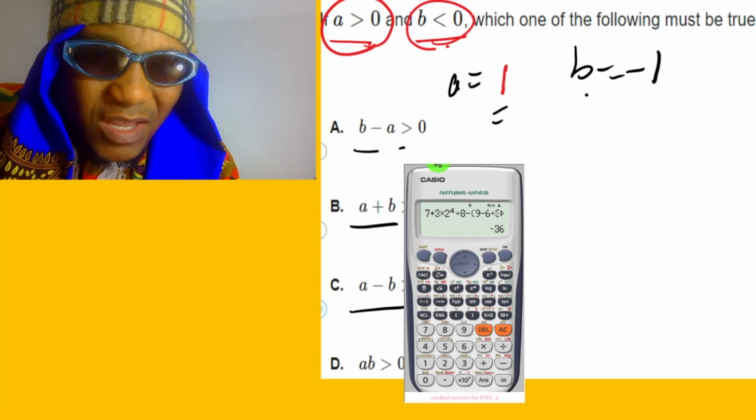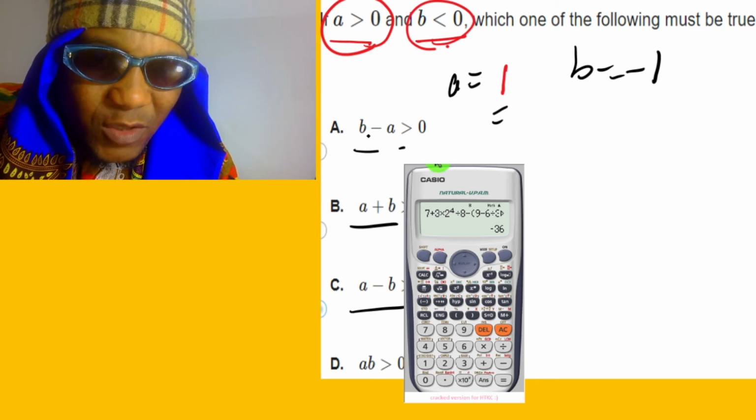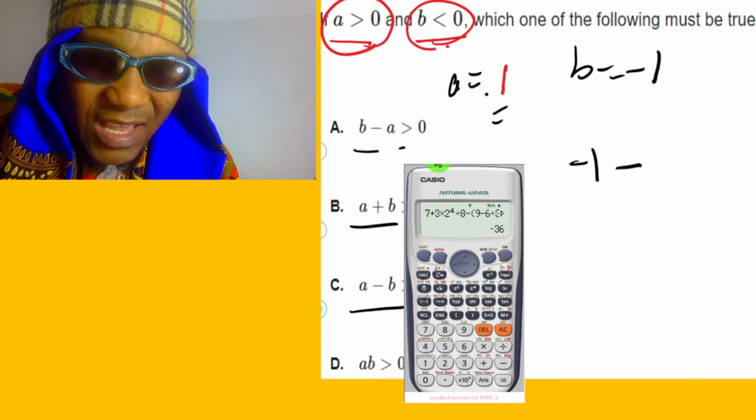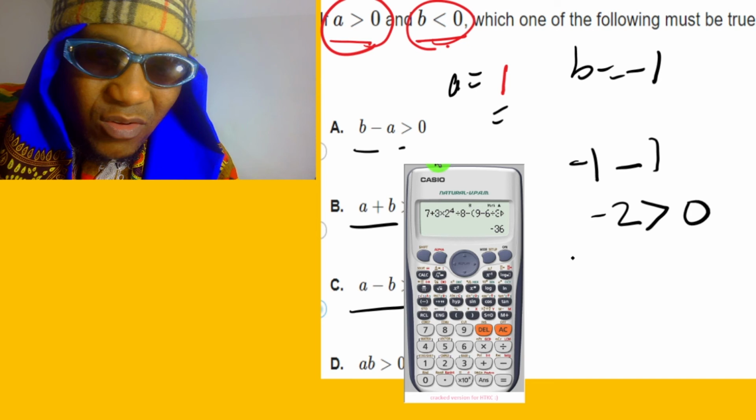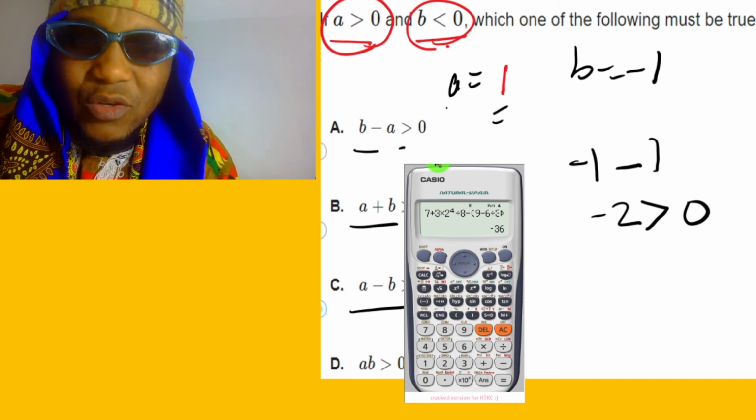B minus A. What is B? B is negative 1. If you take negative 1 minus A, what is A? A equal to 1. It's going to give us negative 2. Is negative 2 greater than 0? No, it's not true. Negative 2 is not greater than 0, so it's not true.